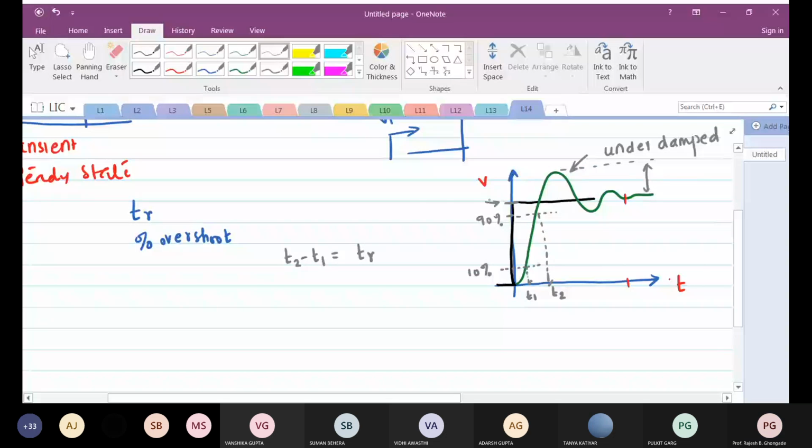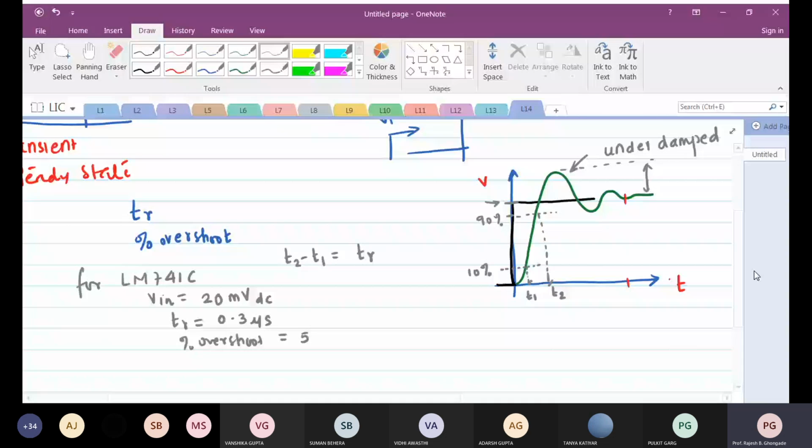That's all. And I said that for LM741C, the manufacturer says that at an input of 220 millivolts, that is DC, we are having a step value input. The rise time TR is 0.3 microseconds, and the percentage overshoot is 5. Okay, that is 5% overshoot. So this describes the response of the operational amplifier.